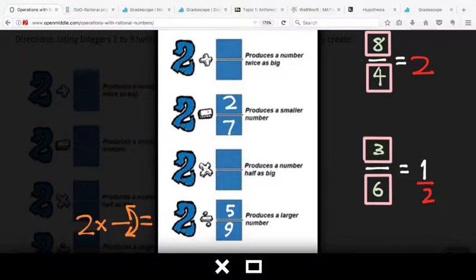So now we can look through and find out that this is one solution to this puzzle. Right? 2 plus 8 over 4 gives me a number that's twice as big as 2. 2 minus 2/7 produces a number that's smaller than 2. 2 times 3 over 6 produces a number that's half as big as 2. And then 2 divided by 5/9 produces a number that's larger than 2. So there's one possible solution.